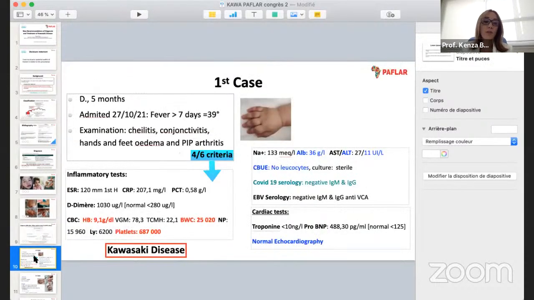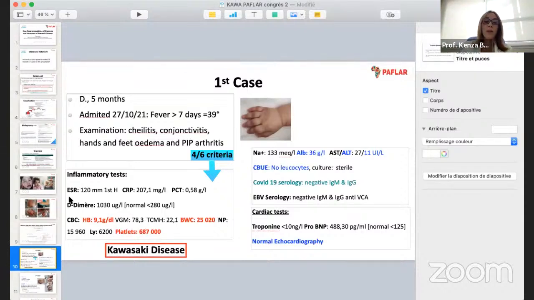Et là, je voudrais partager avec vous un cas de maladie de Kawasaki incomplète. Il s'agit d'un petit nourrisson de sexe féminin qui a été admis en octobre dernier à l'âge de 5 mois pour une fièvre dépassant 7 jours avec une kéylite, une conjonctivite, une atteinte des extrémités. Donc, cet enfant totalisait 4 critères sur 6.